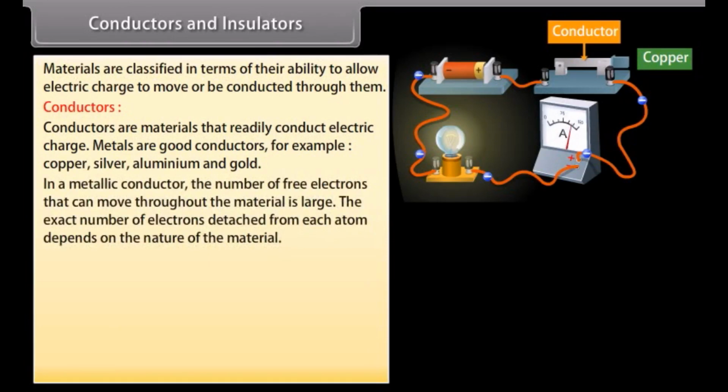In a metallic conductor, the number of free electrons that can move throughout the material is large. The exact number of electrons detached from each atom depends on the nature of the material.